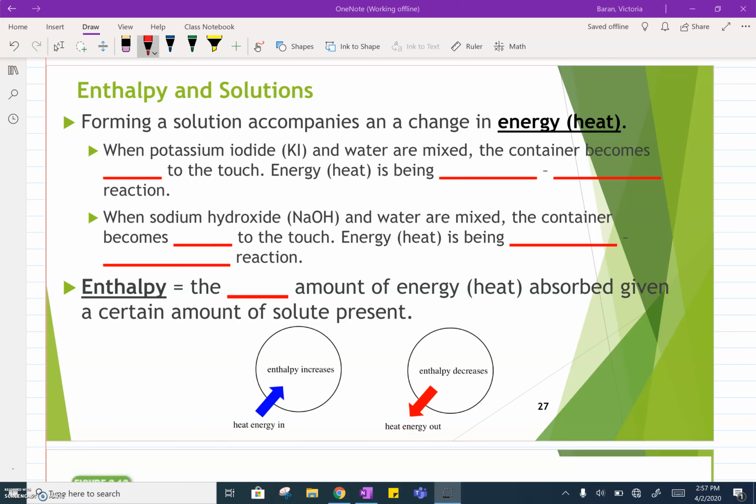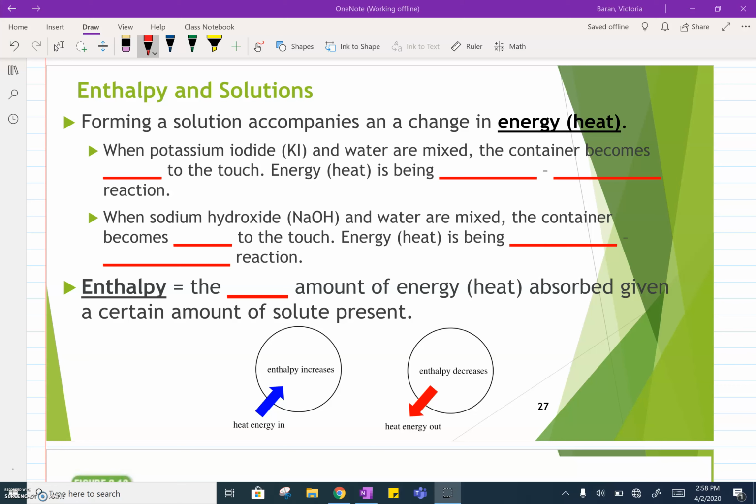Today I will be continuing in the chapter 13 notes. I will be talking about enthalpy and colligative properties in terms of introducing those concepts, and then I will go over the calculations for calculating freezing point and boiling point.